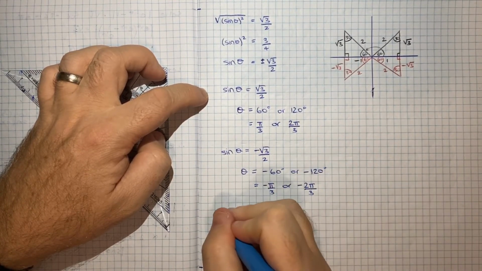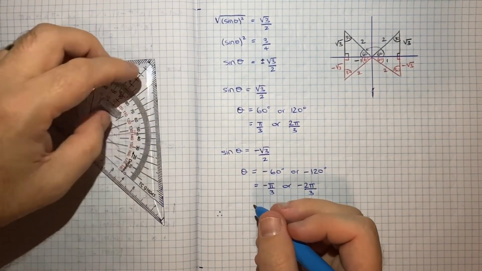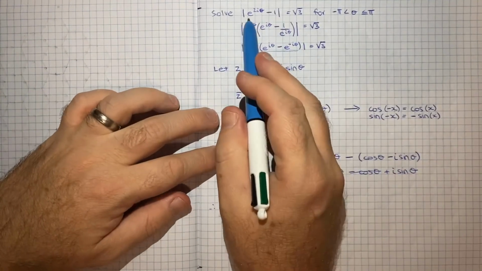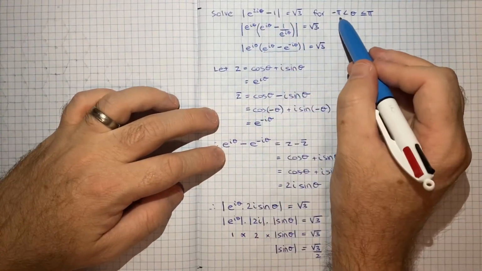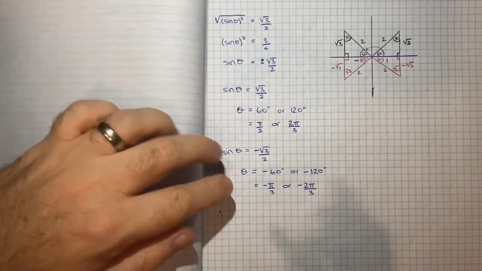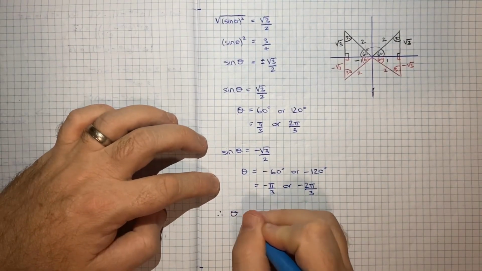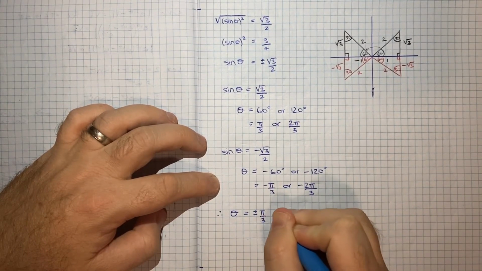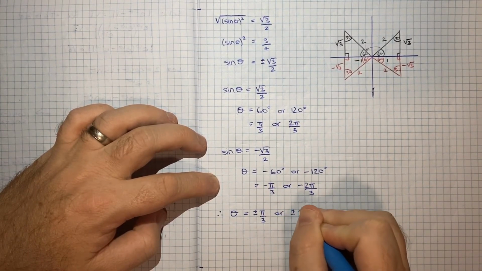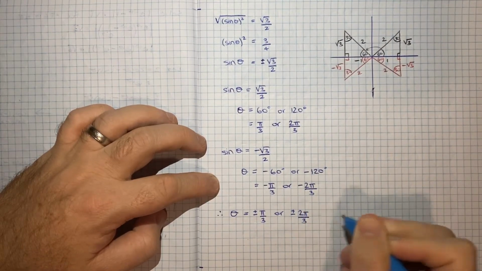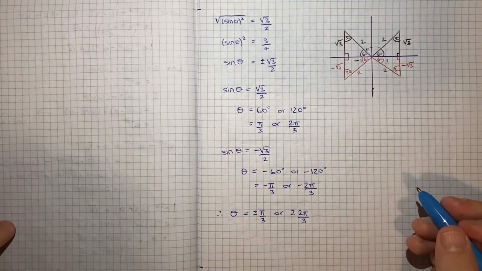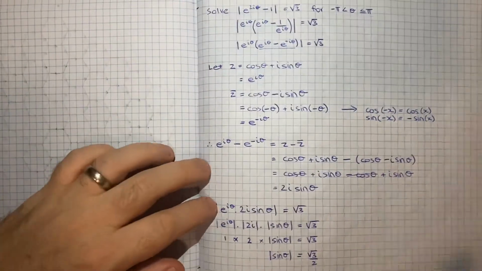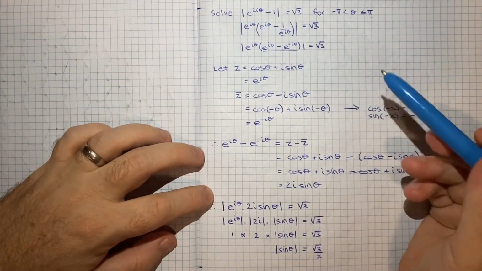Therefore we can conclude that the solutions to this equation, in this domain, there are 4 solutions. Theta will be plus or minus pi on 3 or plus or minus 2 pi on 3. Boom! So there you have it. That's an algebraic way of working through this question. Naturally, there are other ways.